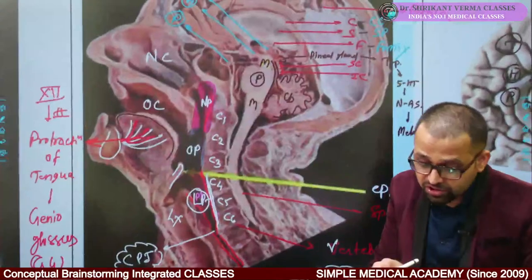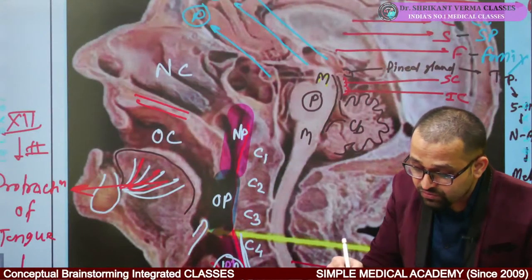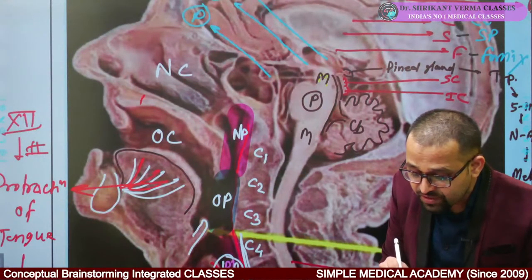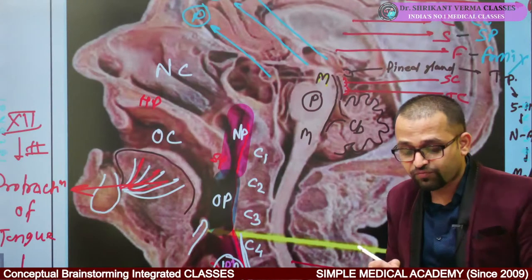Okay, now just about the oral cavity. Can you see the partition between the oral cavity and the nasal cavity? This is the palate. So it is the hard palate and here is the soft palate.